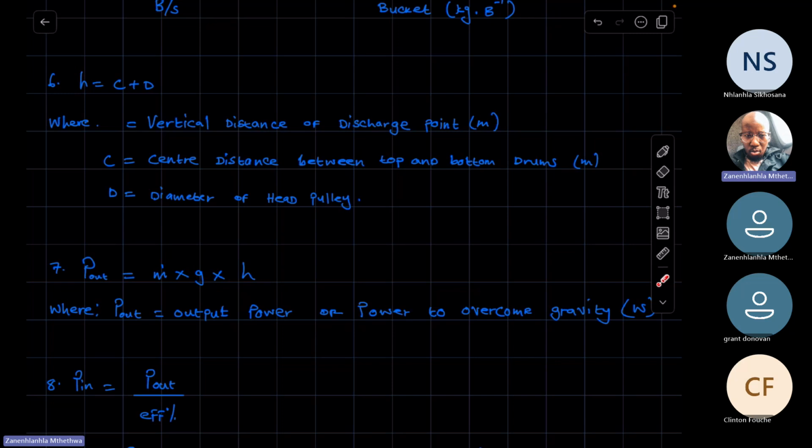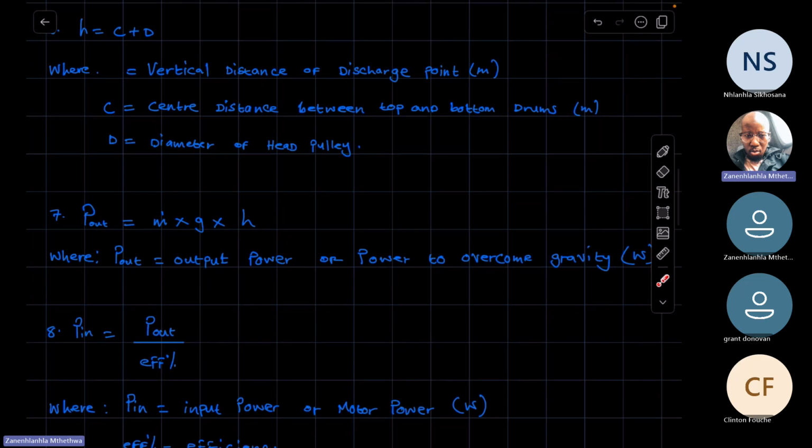Normally we use this. If you remember, for the conveyor belt, the power to overcome friction, this is the formula we use to calculate the power to overcome friction. Not friction, power to overcome gravity. So for bucket elevators, the power to overcome gravity is essentially our output power. So you'd maybe be asked to calculate the input power or the power from the motor. In doing so, you would first have to calculate the output power and then the efficiency they would have to give you.